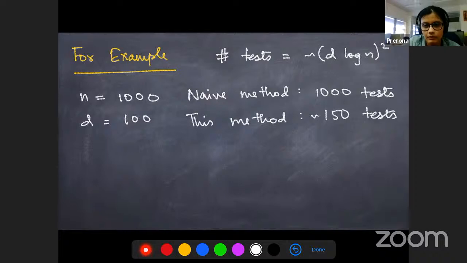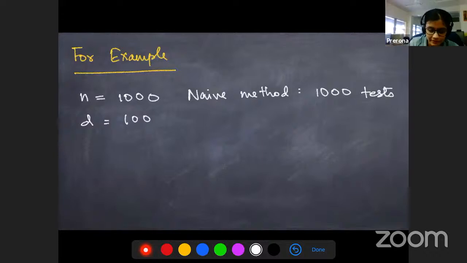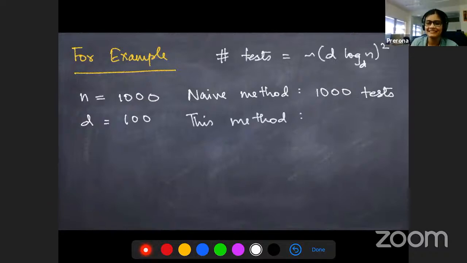Yeah, but D squared is already 10,000, no? Ah, yeah, sorry. So typically you take the situation where N is much, much larger. 1,000 is not the typical thing. Something like Mumbai. Anyway, you can imagine this being super useful.